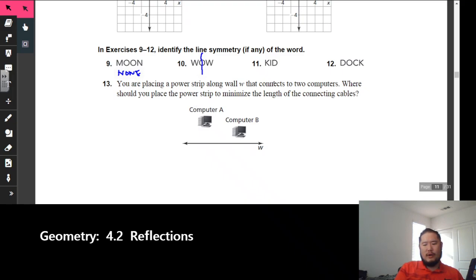Number 11 with the word kid. There it is. Horizontal line right down the middle. Number 12 with the word dock. There it is again, right down the middle. So there's some instances where it works out, there's others that it doesn't. And now, you now know how to deal with and look at reflections.